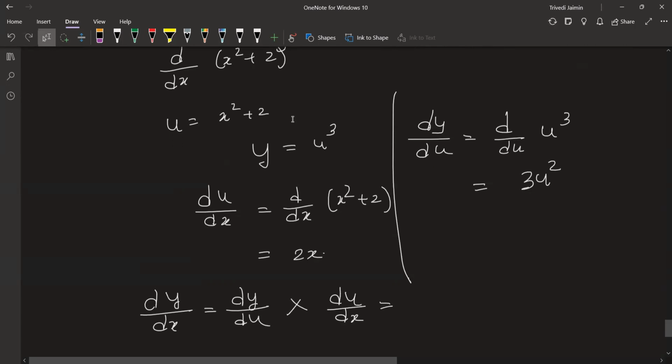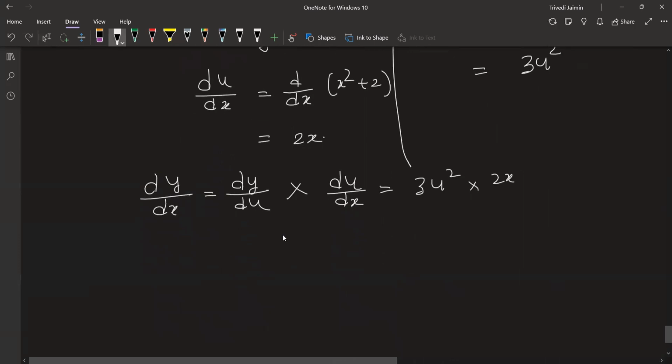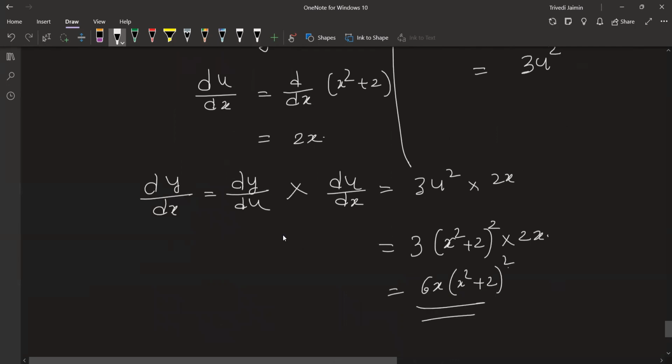Very good. So what will we get here? dy by du will be 3u square into 2x. Now let's substitute the u value. What was the u? We assumed x square plus 2, so it is x square plus 2 whole square, into 2x. So I can say 6x times x square plus 2 whole square. This is your final dy by dx.